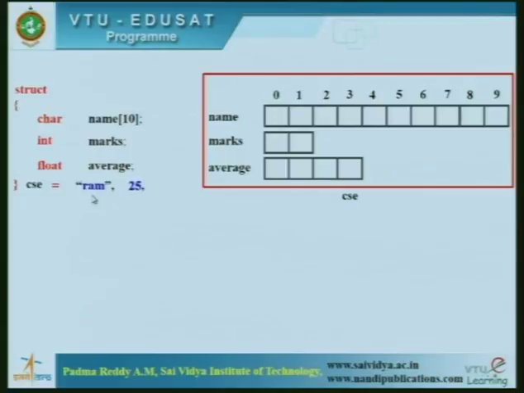Next, if I write here CSC is equal to RAM, 25, and 24.5, then what will happen? The RAM will be copied into this memory location, and the string always ends with what? The null character. And then we have 25 here. The 25 will be copied into the marks field, and finally the 24.5 will be copied into the average field. So this is how we can initialize only one variable.